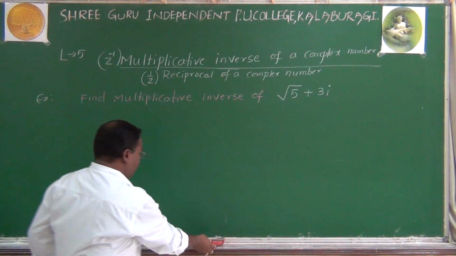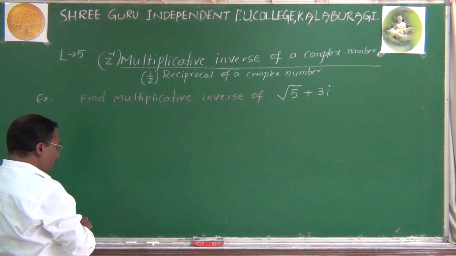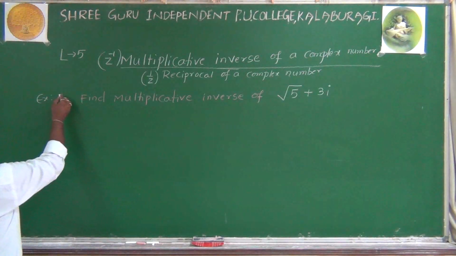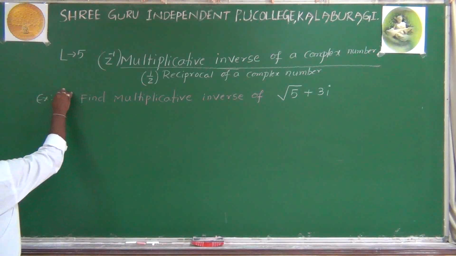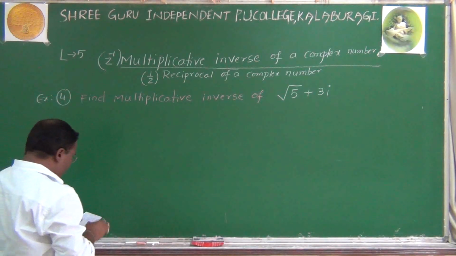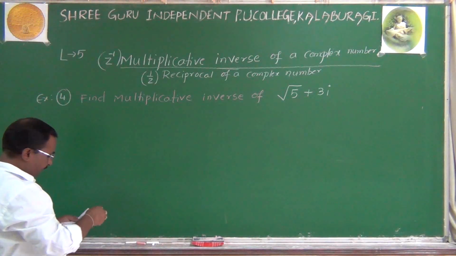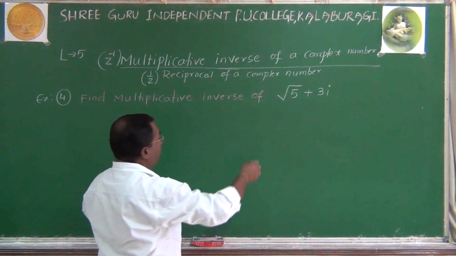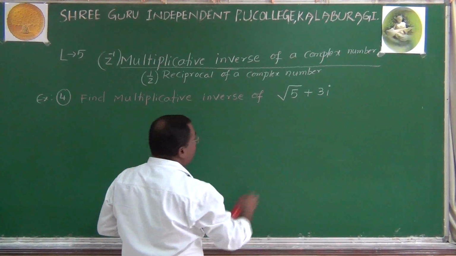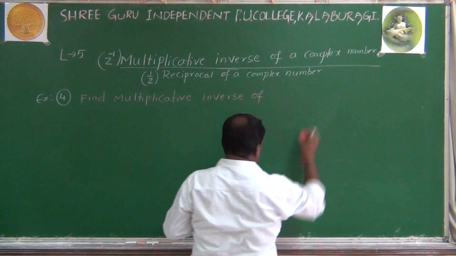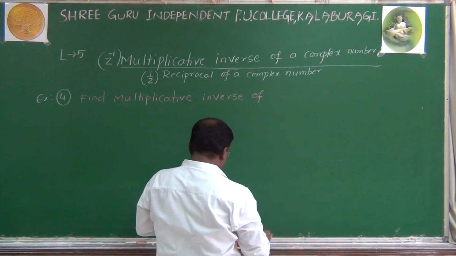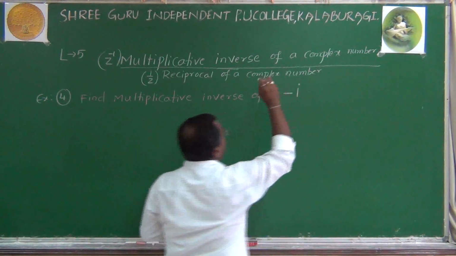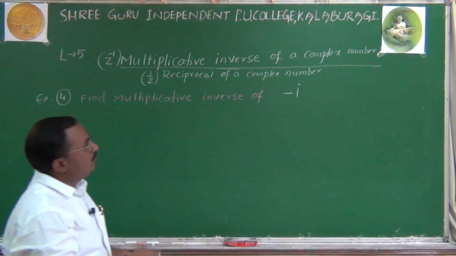Next, find the multiplicative inverse, example number 4. It is an NCERT example. Find the multiplicative inverse of only minus i. Here only minus i is there.